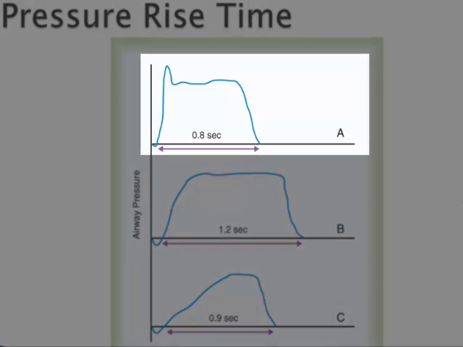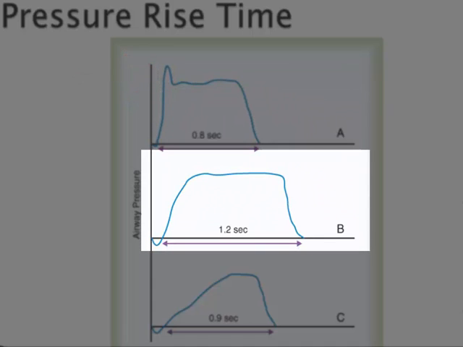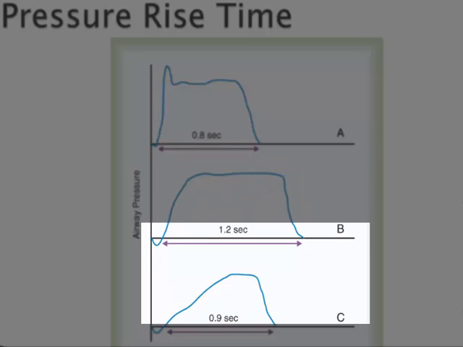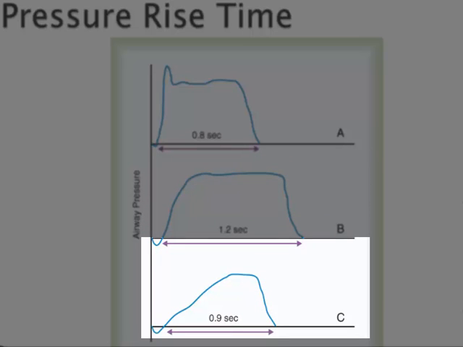In section A, the flow exceeds the patient's demand, and a pressure spike and short inspiratory time result. In section B, as flow is decreased, inspiratory time lengthens, and the pressure spike disappears. Machine output matches the patient demand. In section C, when the flow is reduced further, the patient's demand exceeds machine flow, and the result is deformation of the pressure waveform and a decrease in the inspiratory time.